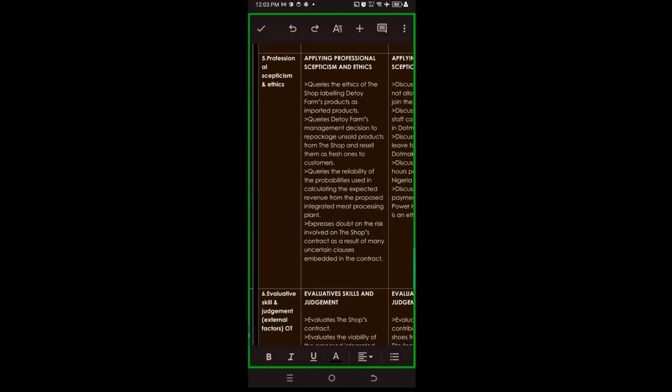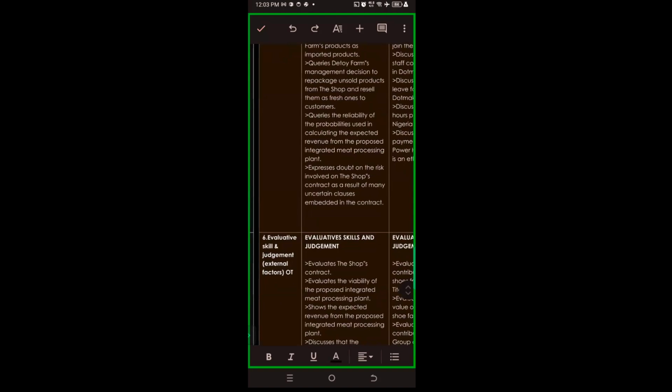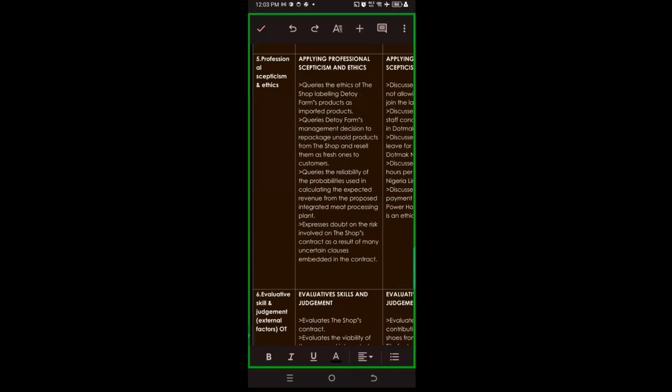Ethical issue is also labeling the product as imported, right? So those are the issues, look at it. It queries the ethics of D-Shop labeling Digital Farm's products as imported products, which is an ethical issue. It queries Digital Farm management's decision to repackage unsold products from D-Shop to resell them as fresh ones. It queries the reliability of probability used in calculating the expected revenue. It expresses doubt on the risk involved in D-Shop's contract as a result of many uncertain clauses. Okay, ethics of labeling.